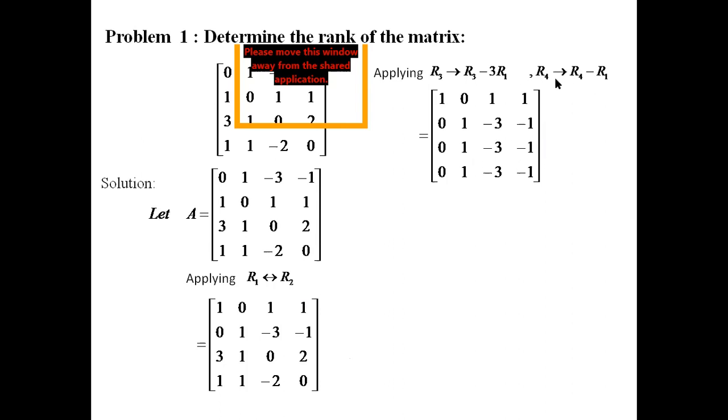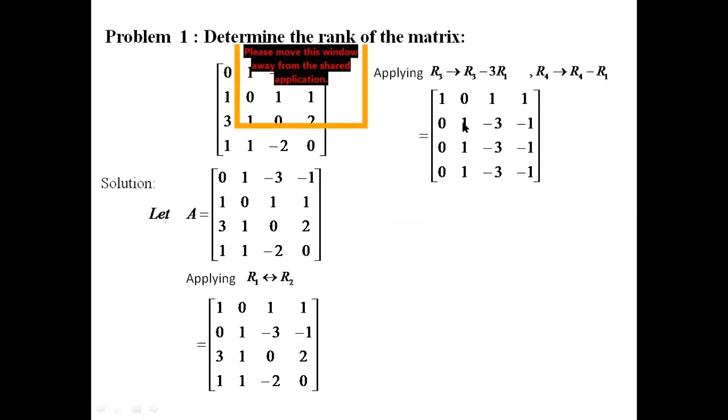And for the last row, the operation is R4 minus R1. That means here it is 1 minus 1, which is 0, written. This is 1 minus 0, it is 1. This is minus 2, minus 2 minus 1, it is minus 3, written here. It is 0 minus 1, it is minus 1. So you got this matrix.